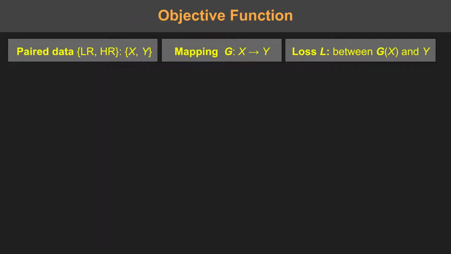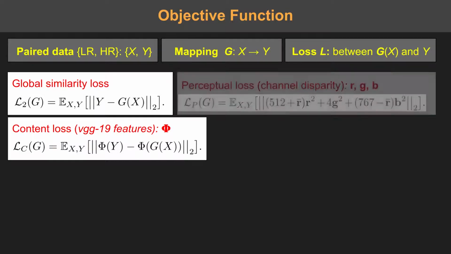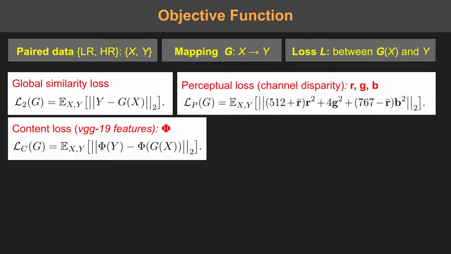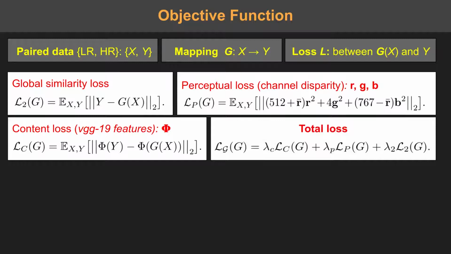We formulate the SISR as an image-to-image translation problem and train both the models on paired data to learn a mapping from low-resolution input images to high-resolution outputs. To supervise the training, we adopt 2 standard loss functions that evaluate the generated images compared to their respective ground truths. As shown, the global similarity loss term is computed on RGB space, and the image content loss term is computed on VGG19 space. In addition, we utilize a perceptual loss term that evaluates part-channel disparity for a smooth SISR learning. A linear combination of these 3 loss terms gives the total loss.